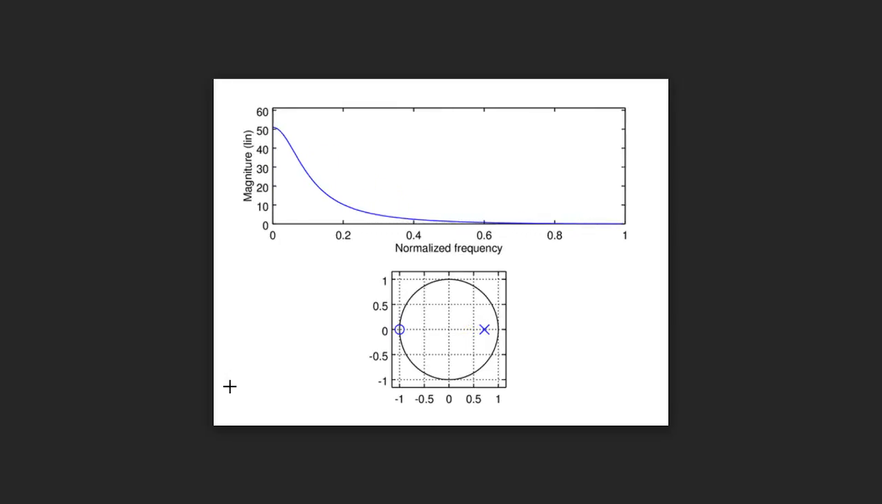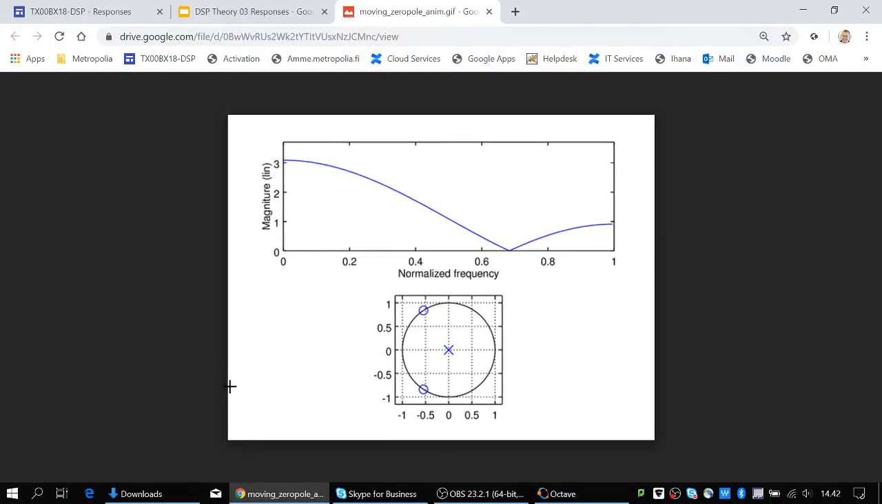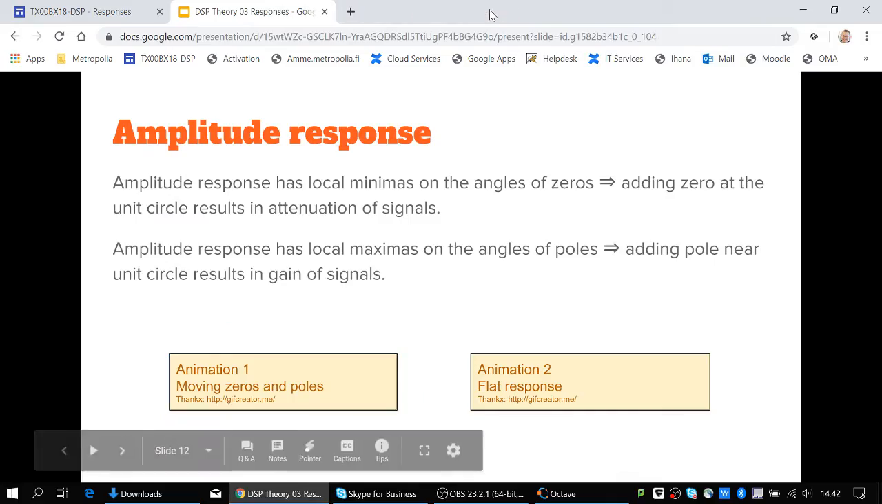So we also have a narrower filter here. And there if we start moving those poles, which are near to the unit circle, again on that angle, then we can move the central frequency of the filter. Okay. Another animation.